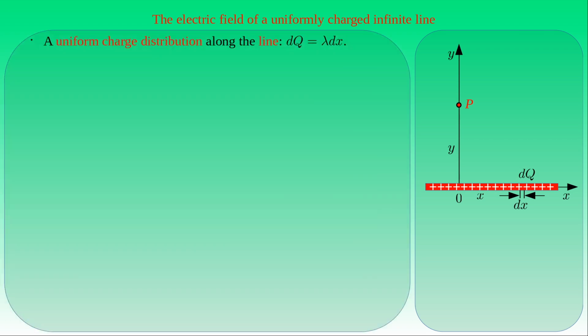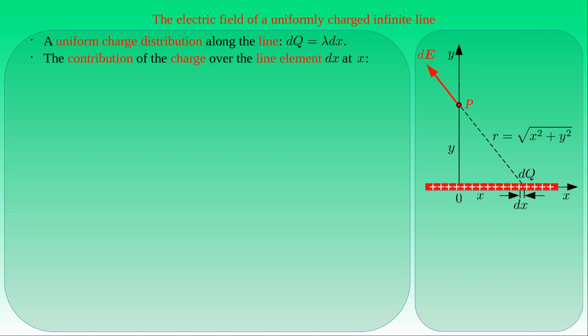For a uniform charge distribution along the line, the infinitesimal charge or the charge element dq in a small portion of the line at the distance x from the origin is equal to the product of the constant charge density lambda and the line element dx measured along the line. Then the contribution dE of the charge element dq to the magnitude of the electric field E is given by 1 over 4 pi epsilon naught, times the ratio of lambda times dx to r squared. Here r is the distance of the line element dx from the point P, which is equal to the square root of x squared plus y squared.